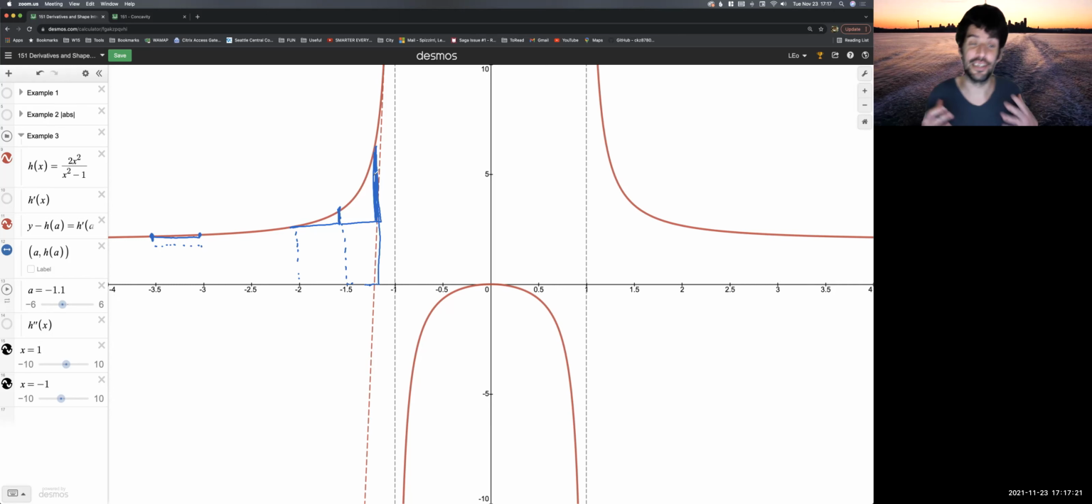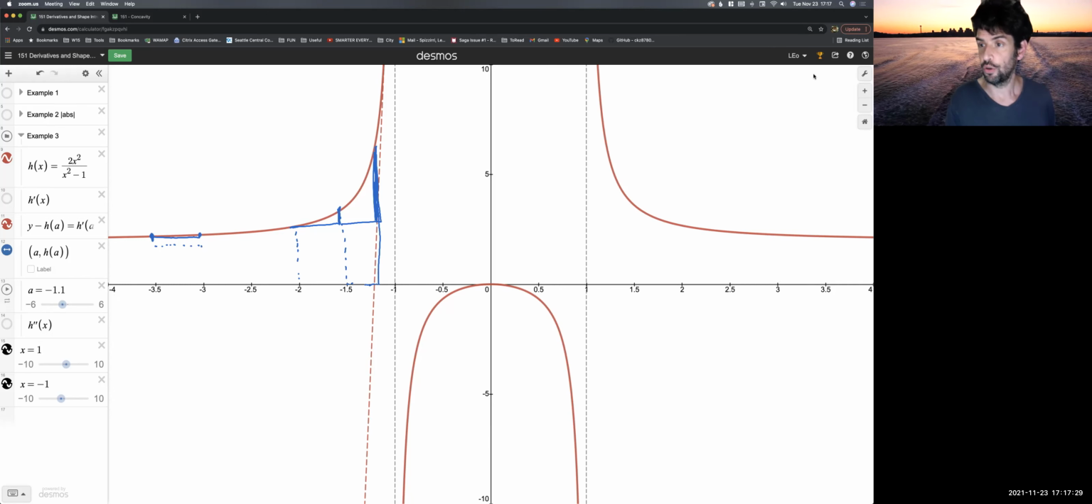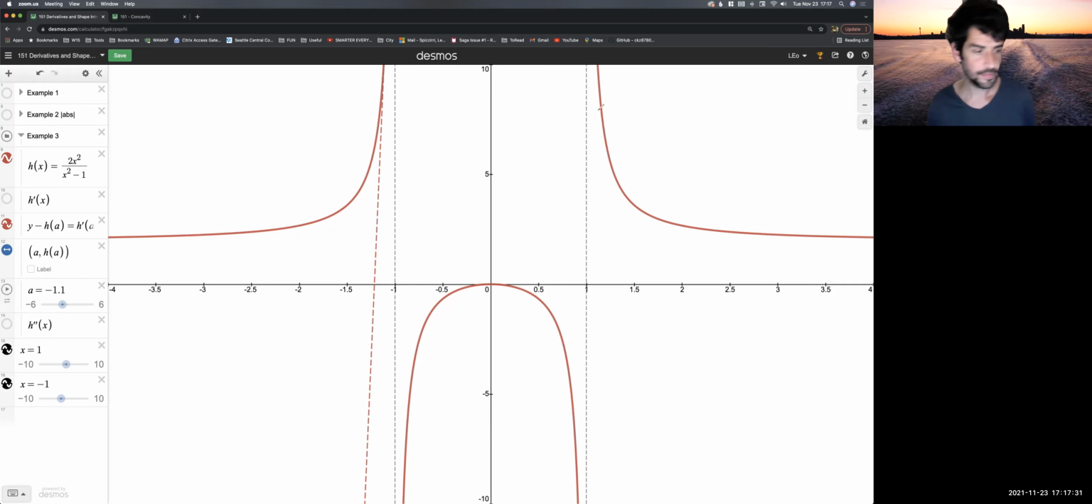In other words, it's not only increasing, the way in which it's increasing is increasing. It's increasing more each time we move to the right, okay? Let's hold that thought for a second.